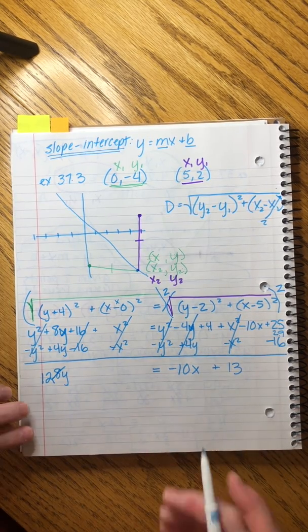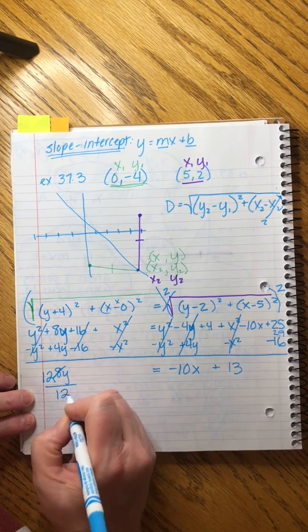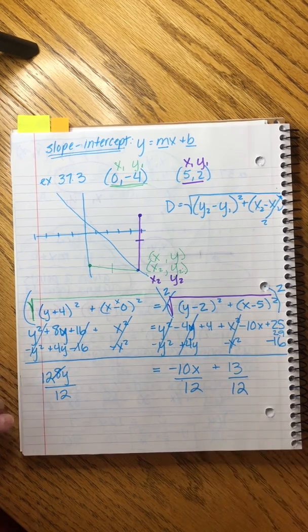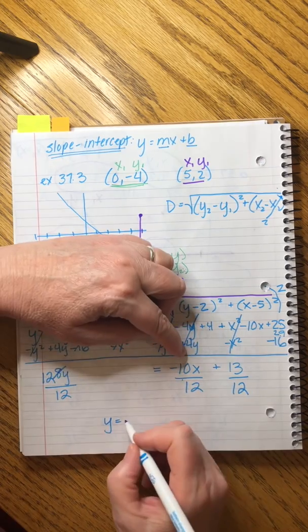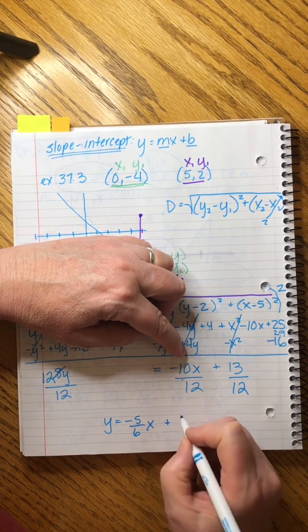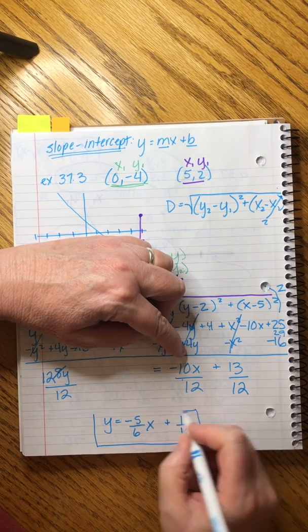Make sense? And then our final step is to isolate the y, divide by 12. And we will get y equals minus 5/6 x plus 13 over 12. And that is the right answer.